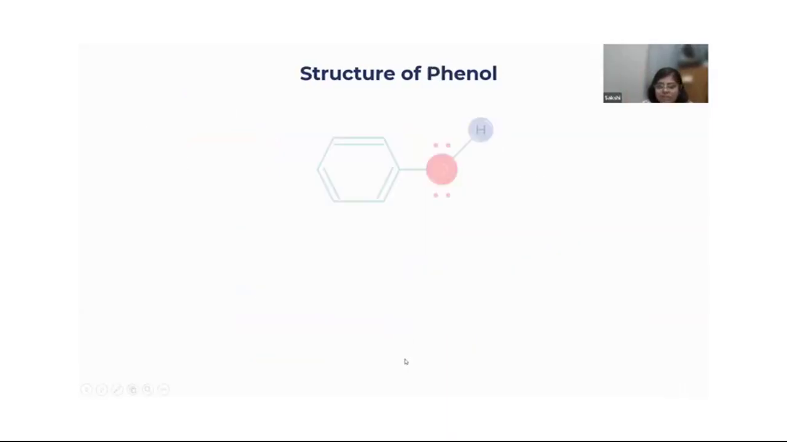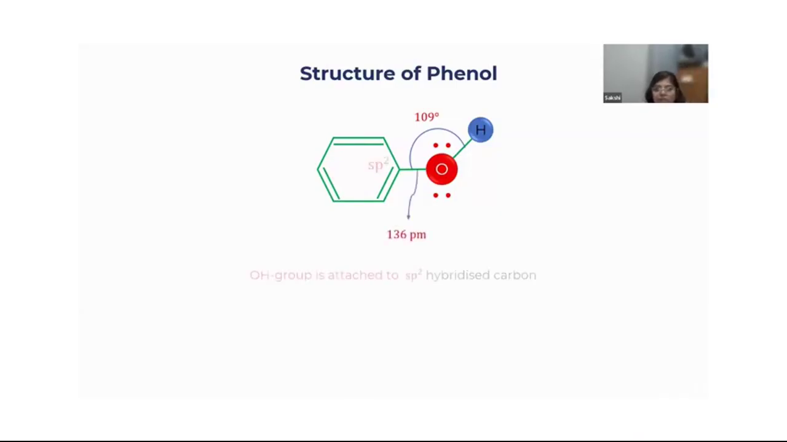Okay. Structure of phenol. In phenol, there is a benzene ring. On the benzene ring, we attach an OH group. That is called phenol, right? You can see again, there are lone pairs of electrons here. So the angle is slightly less than the tetrahedral angle, that is 109. Okay, the bond length is 136 picometers. And this carbon is sp2 hybridized here. Why sp2 hybridized? It is making three bonds. So the hybridization is sp2, right? This is sp2 hybridized and there the carbon atom was sp3 hybridized, right? Okay, the OH group is attached to the sp2 hybridized carbon atom.